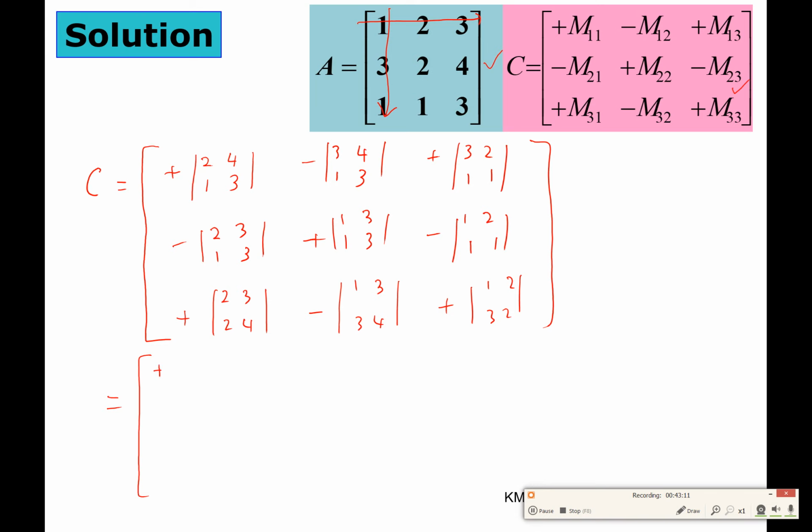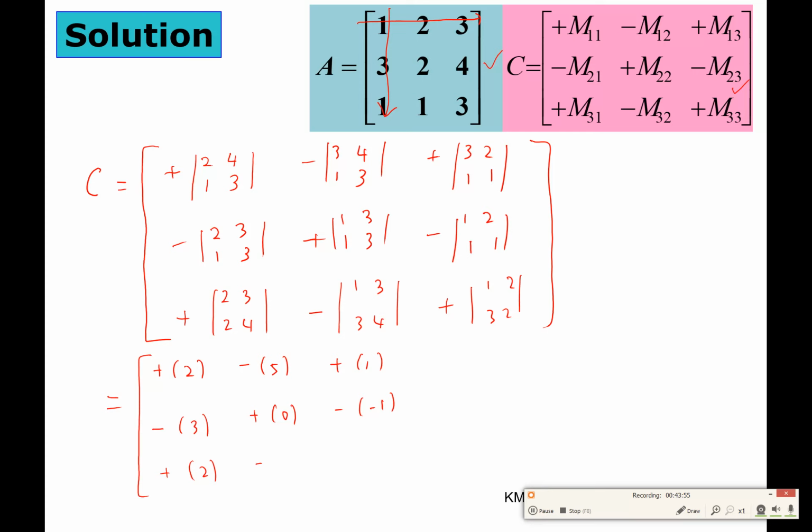So this is plus 6 minus 4 is 2. This is minus 9 minus 4 is 5. This is plus 3 minus 2 is 1. Minus 6 minus 3 is 3. This is plus 3 minus 3 is 0. And this is minus 1 minus 2 is negative 1. And this is plus 8 minus 6 is 2.